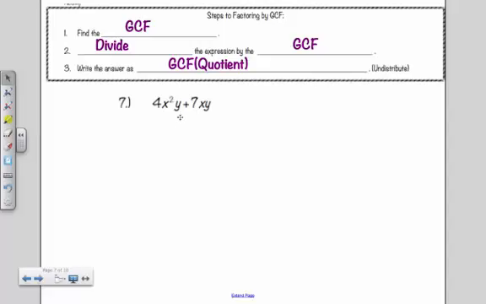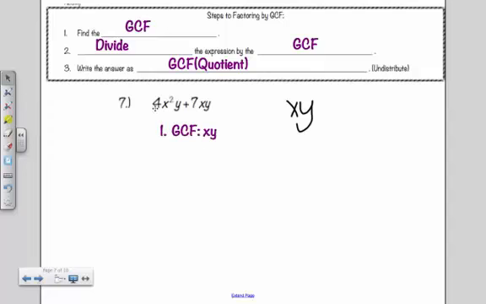Step number 1, find the GCF. So I'm going to look at my coefficients, 4 and 7. Now here's a tricky question. 4 and 7, the only common factor that they have is 1. So my GCF so far is just going to be 1. Now I'm going to look at my variables, and I've got x to the second power and x to the first power. So my lowest exponent is x to the first power. And then I'm going to look at my y's. I've got y to the first, y to the first. So my GCF is just plain and simply xy.